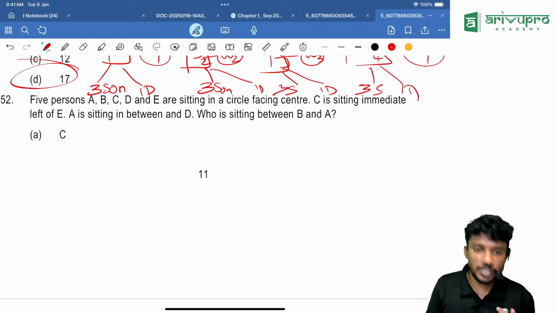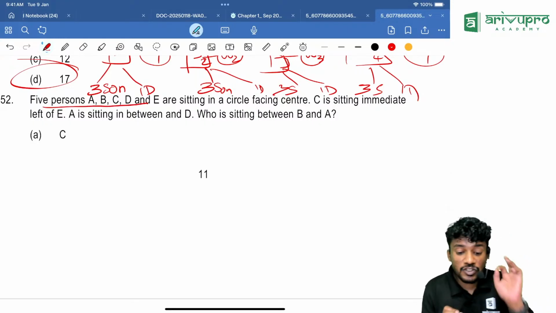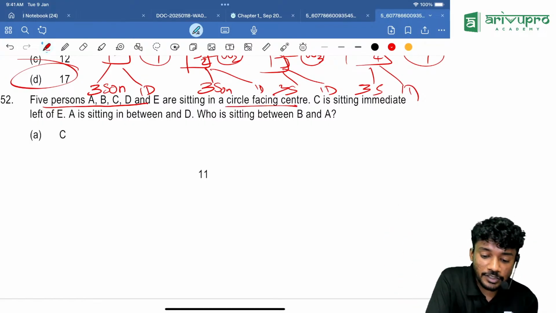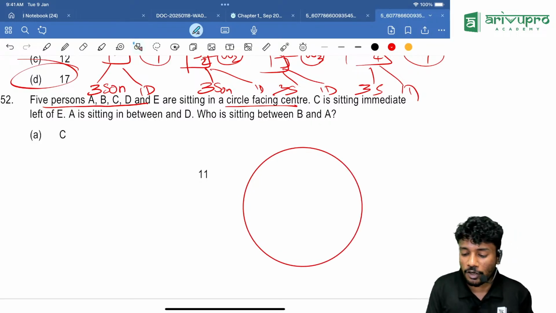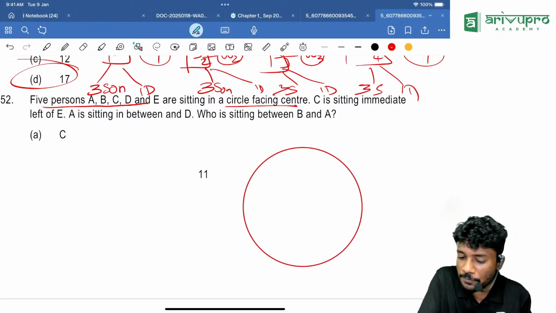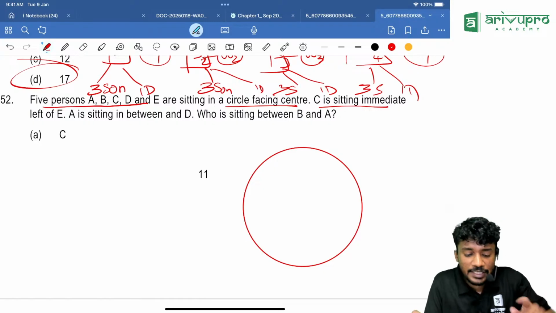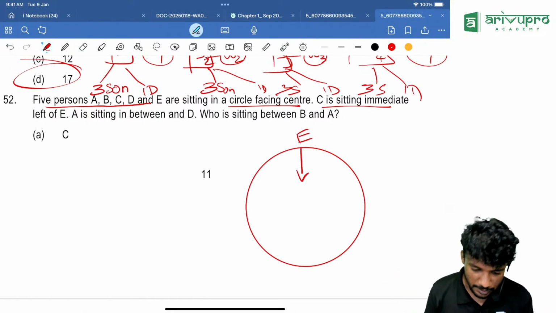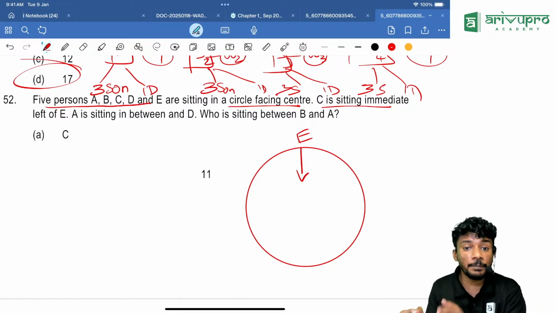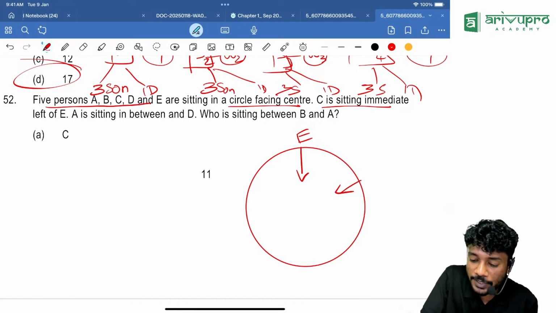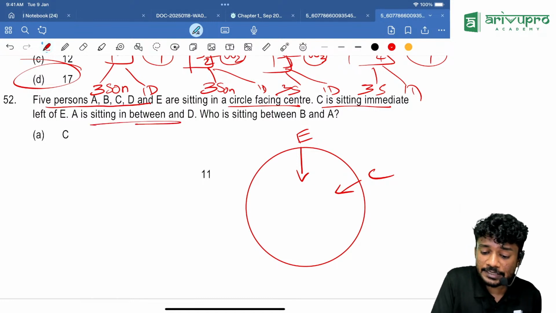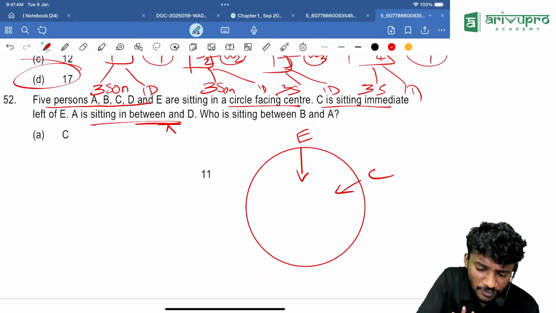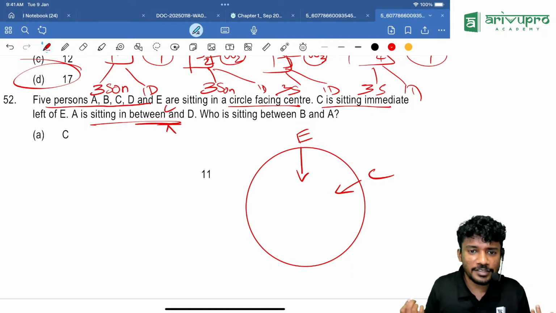There is a mistake in the question. 5 persons A, B, C, D and E are sitting in a circle facing the center. So how are they sitting? They are facing the center or outside the center? They are facing the center. Then what is there? C is sitting immediate left of E. That means if E is sitting over here, where will be the position of C? Immediate left. That means C will be over here. Then A is sitting between something and D. I think we will take it as C for our convenience because question is not given.